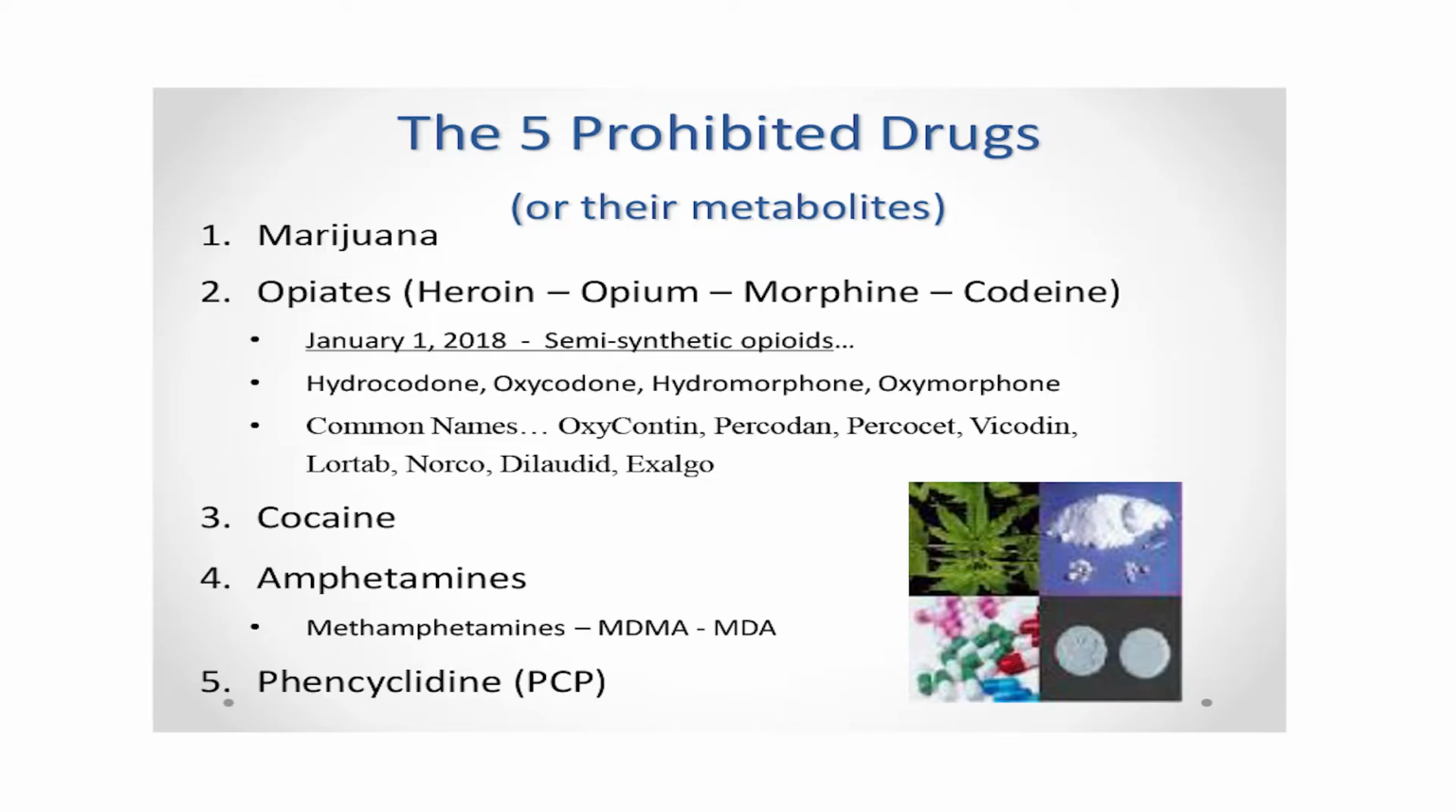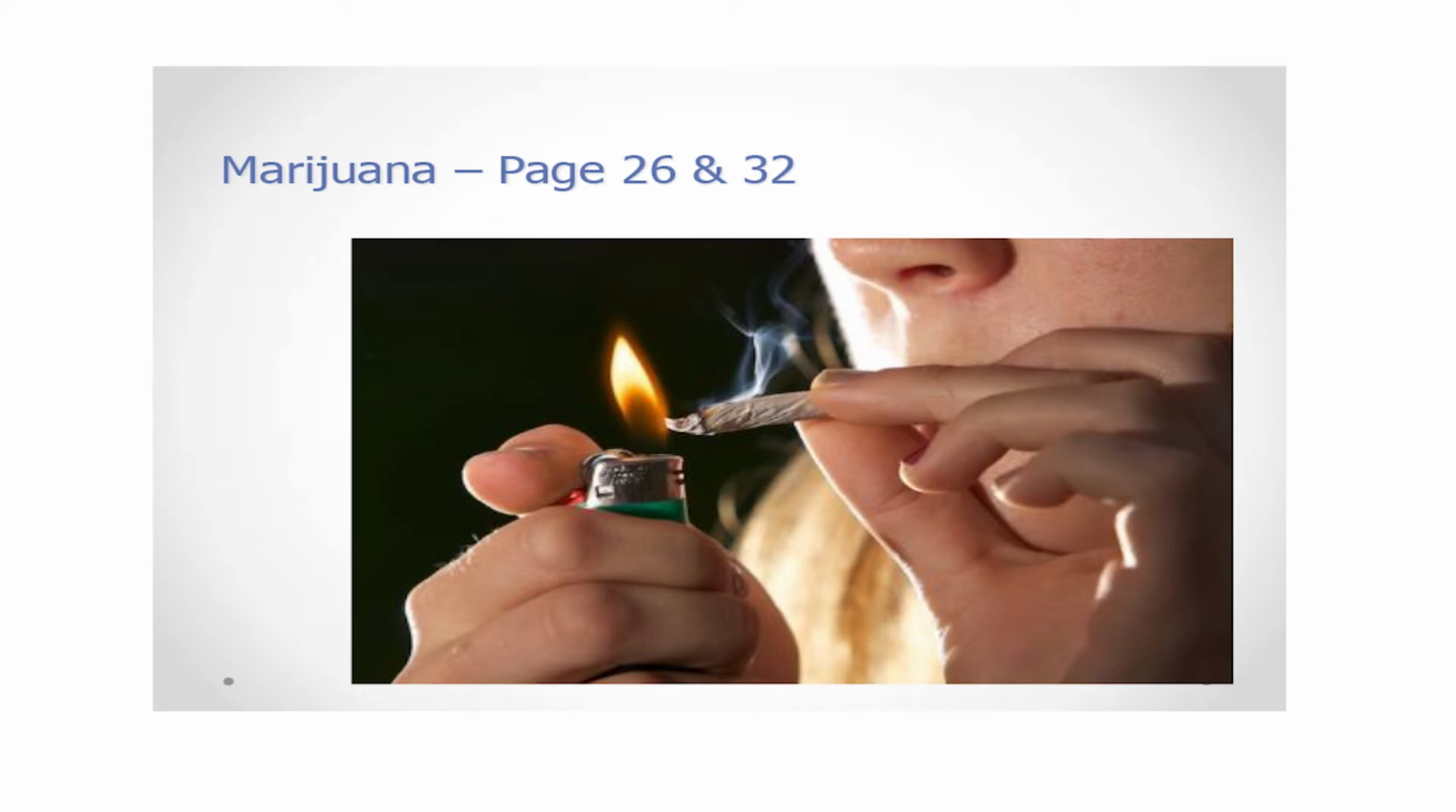Cocaine, amphetamines, and phencyclidine. And we'll go through each one of those to give you a little education on each of those. So marijuana is in a class of its own. There are depressants that slow the central nervous system down. There are stimulants that speed up the central nervous system. Then there are hallucinogens that detach you from reality and cause hallucinations and illusions. But marijuana could be in any of those categories. It's in a class of its own because it could be a depressant or it could be a stimulant.